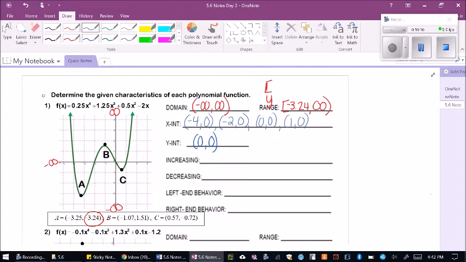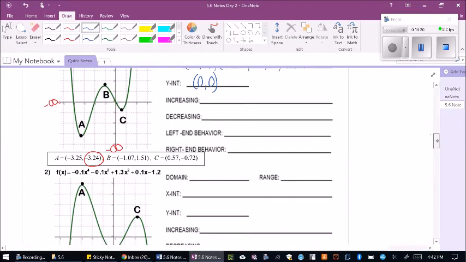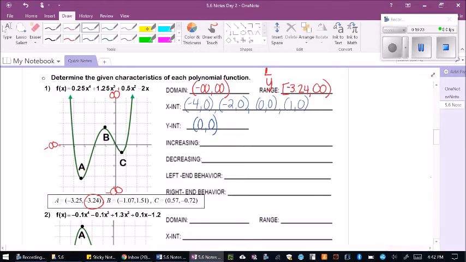My next piece is going to be my increasing decreasing. Increasing is where it's going uphill, where it's going to rise from left to right, like reading a book. So I like to draw a little arrow by these so that I need my function to look like this. And so I'm going to see that where it's going uphill from left to right is going to be from A to B.